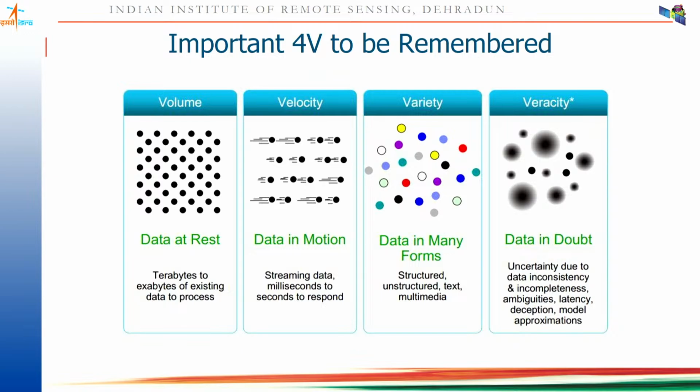Then we have velocity, the updation mechanism is very, very fast. So here the data is like streaming data, updating in milliseconds to seconds. It's called high velocity data. And then we have the variety, data in many forms. Sometimes we are dealing with structured data, sometimes semi-structured data, unstructured data like multimedia data. We have textual data, social media data like social media posts, images, video, a lot of varieties there. Then veracity: there is uncertainty in this data.